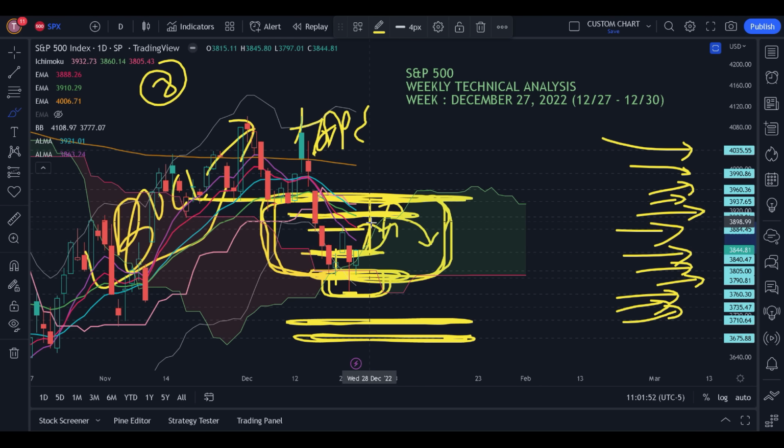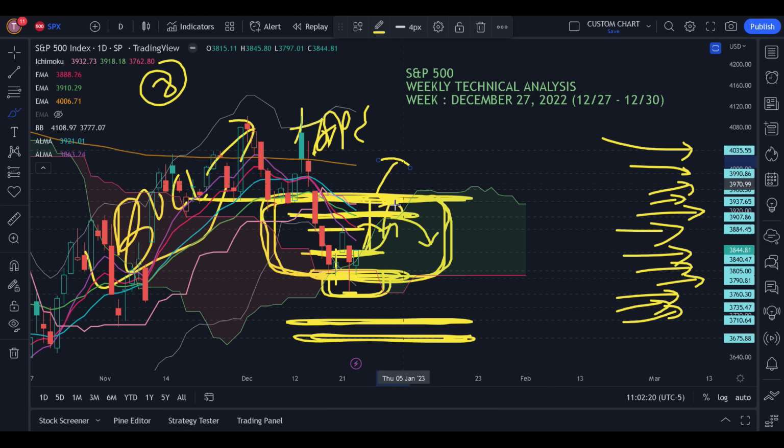Even in the best case scenario, the S&P 500 can move up to the zone of 3937. Then it will struggle a bit. Without struggling, the S&P 500 cannot move to 3990 or 4035. That is not possible. It has to struggle, at least for a day or 2 days. Only once it is able to close above the zone of 3937 can it move up.